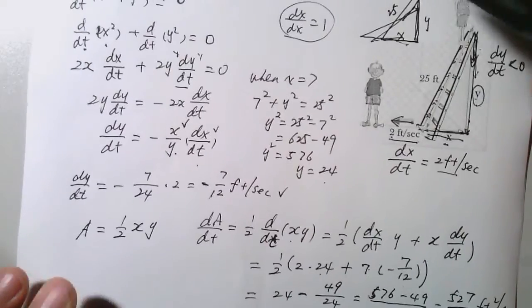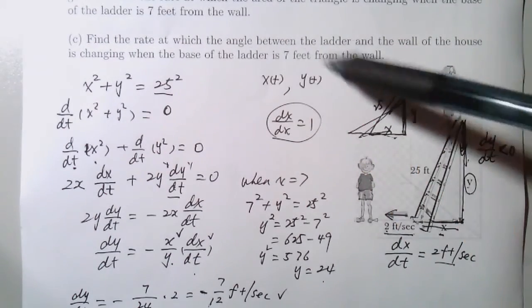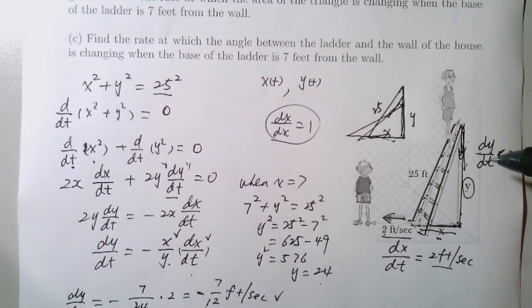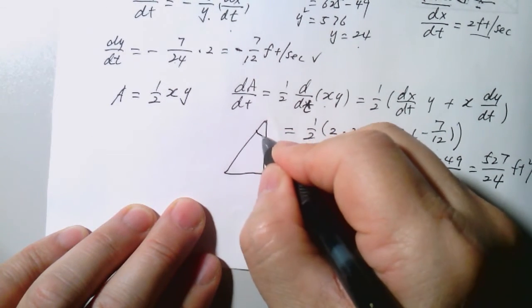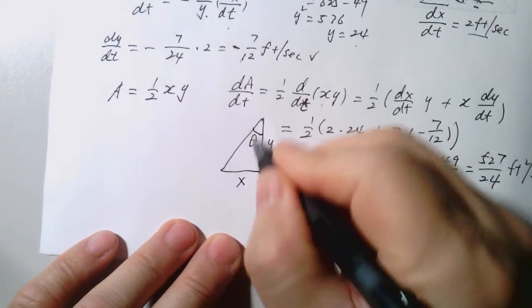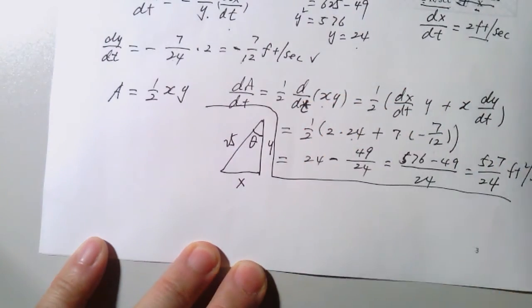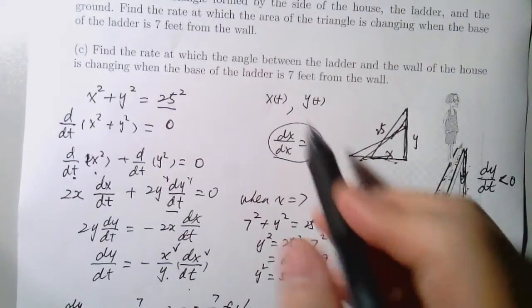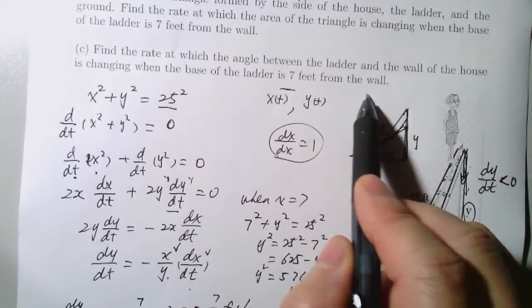The last step here is to find the rate at which the angle between the ladder and the wall of the house is changing. So you can see here, now I have this. The ladder and the wall make an angle we call theta. This is the y, this is x, that's 25. So here, I want the rate of change when x equals 7, when the base of the ladder is 7 feet from the wall.